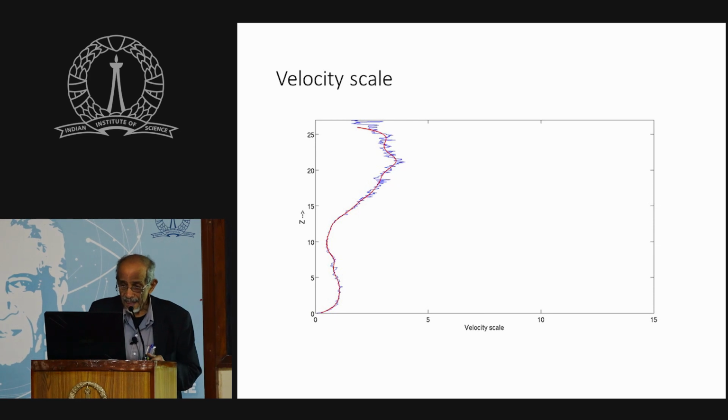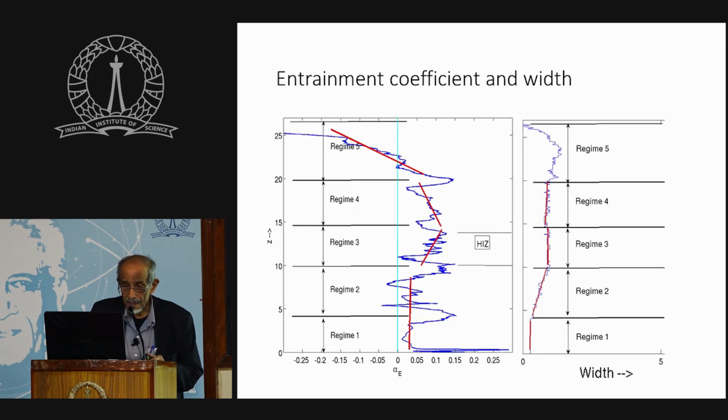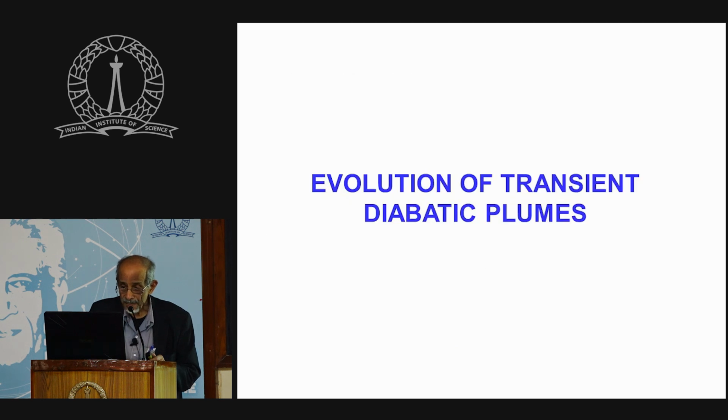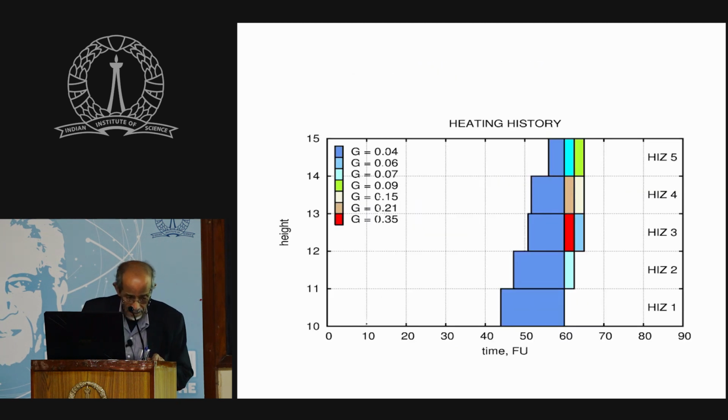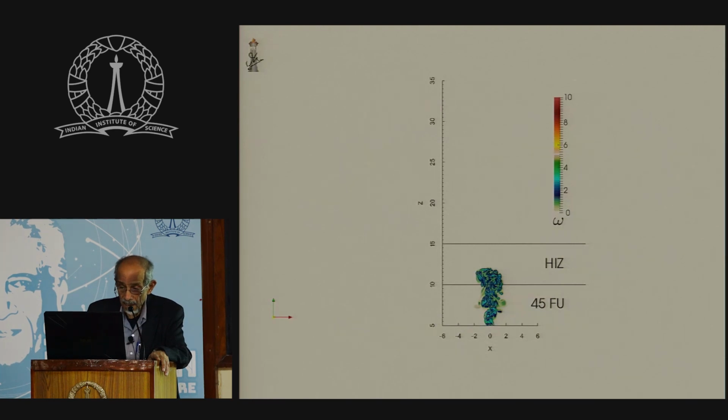Well, here are the different regimes in the entrainment coefficient. There are large fluctuations, but it's not dissimilar from the one that I showed earlier. Okay, now let's take a heated plume and its heating history, which is given in terms of time on the axis, height on the y-axis or z-axis. And the heat injection zone has five different subzones. And the value of G depends on the color here, and that's also shown there. So depending on the distribution you made, I'll now run it very fast.